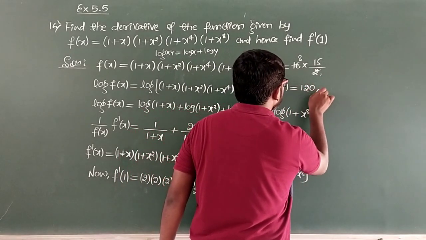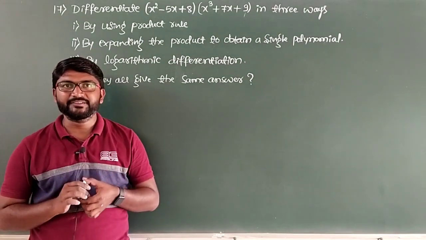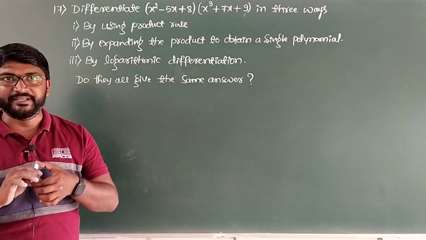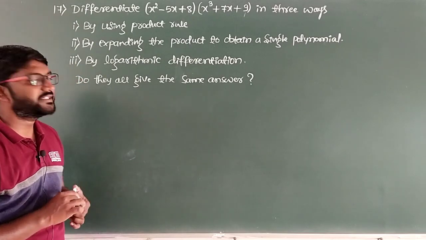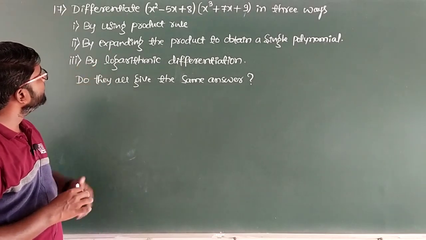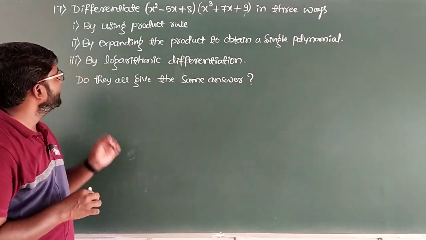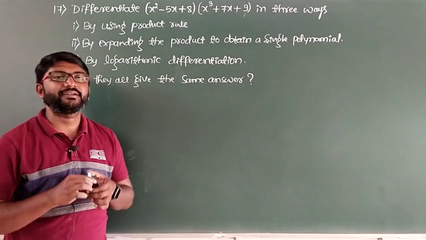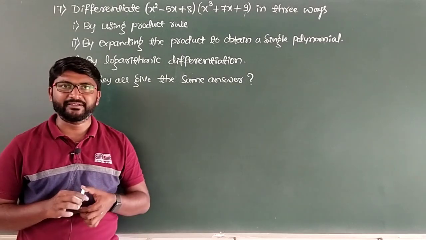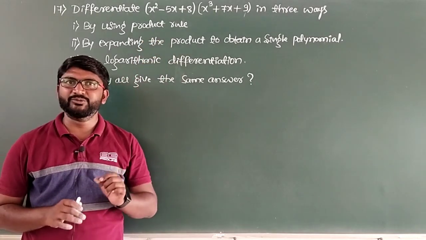So this is regarding the next question. It is differentiate x square minus 5x plus 8 into x cube plus 7x plus 9 in 3 ways. First one, it is by using the product rule, that means uv the whole dash. Then second way, it is by expanding the product to obtain a single polynomial, and the third one, it is by logarithmic differentiation. And then it is, do they all give the same answer? That's what the question is.